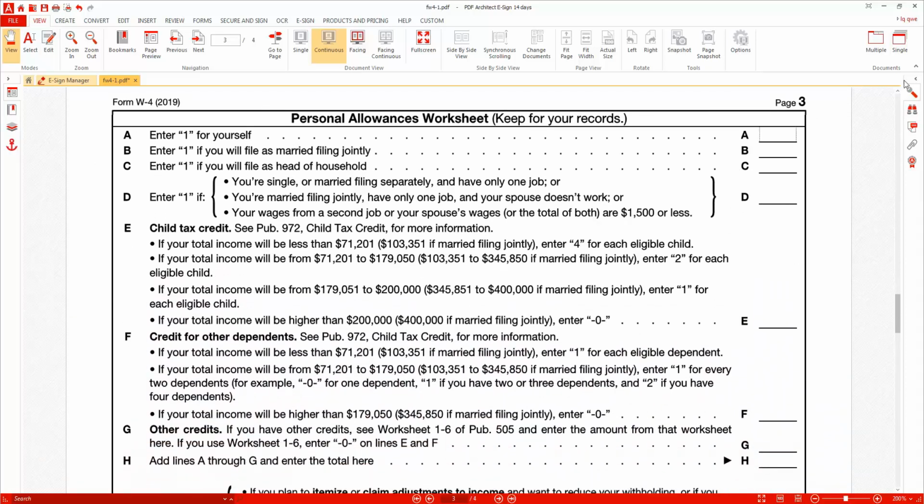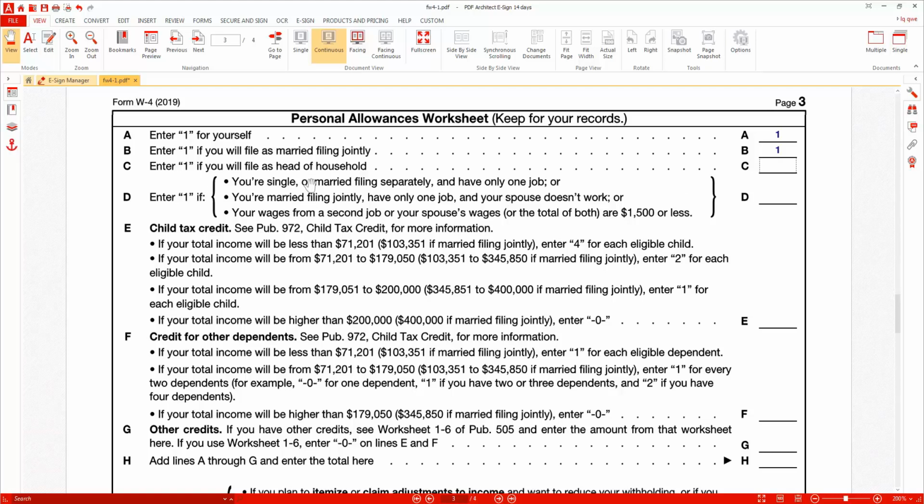It says enter one for yourself. That's simple enough. Enter one if married filing jointly, and enter one there. Enter one if head of household. A lot of people will make the mistake and put a 1 there because, of course, I'm head of my household, right? But that's not correct. If you're married filing jointly, you're not head of household. All right, what's the next question?